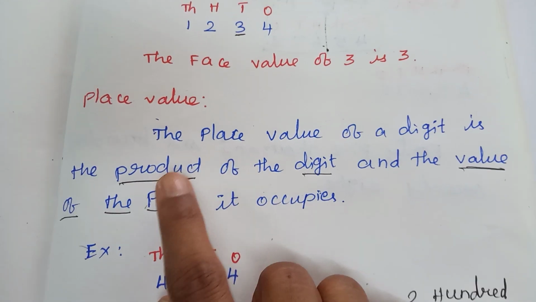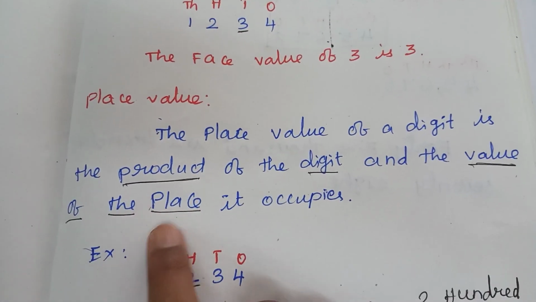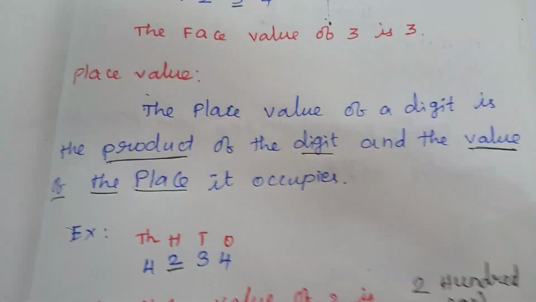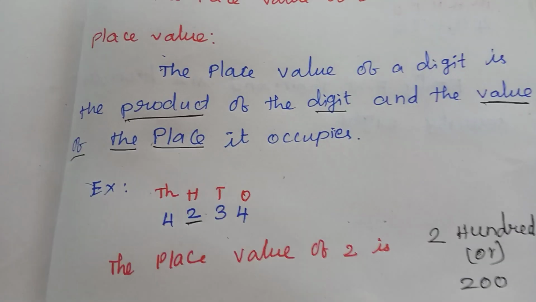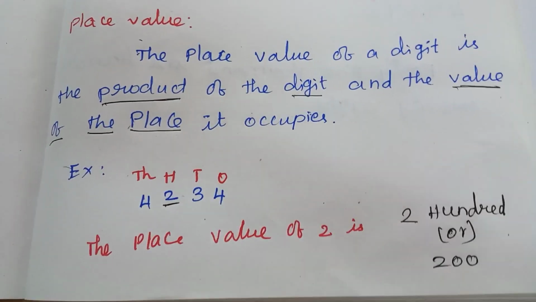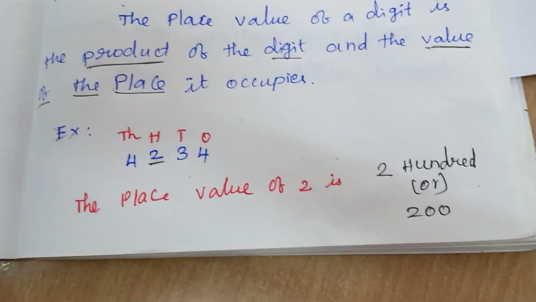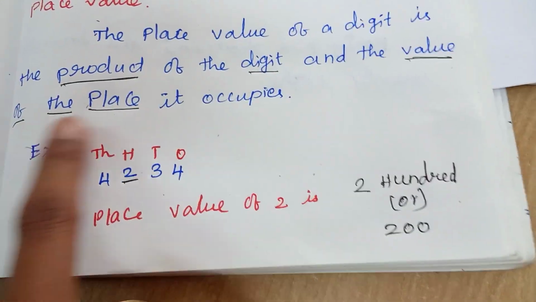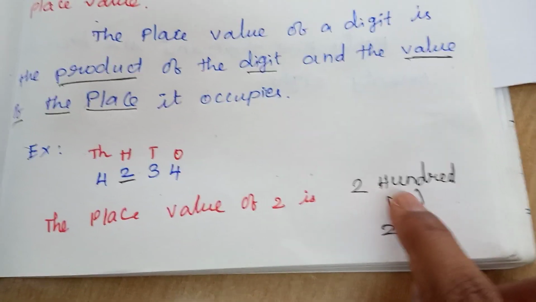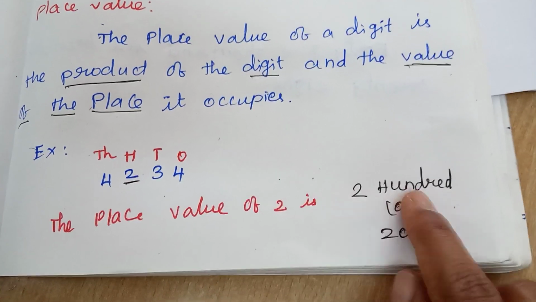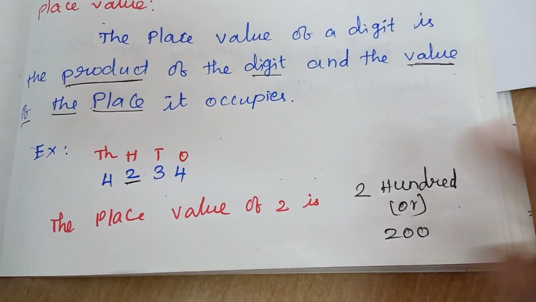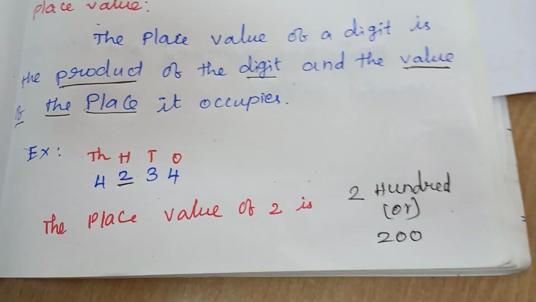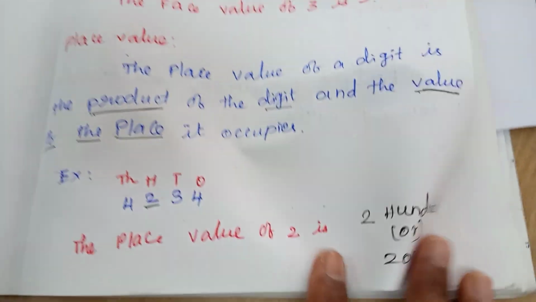Next is the place value. The place value of a digit is the product of the digit and the value of the place it occupies. Here I underlined the 2, so we have to find the place value of 2. We can write it in two forms, that is 200. I mean the product of the digit and the value of the place. 2 is the digit, 100 is the place. We use the product operation. Product means multiplication. 2 times 100 is 200. Or else we can directly write 200. Do you have any doubts?